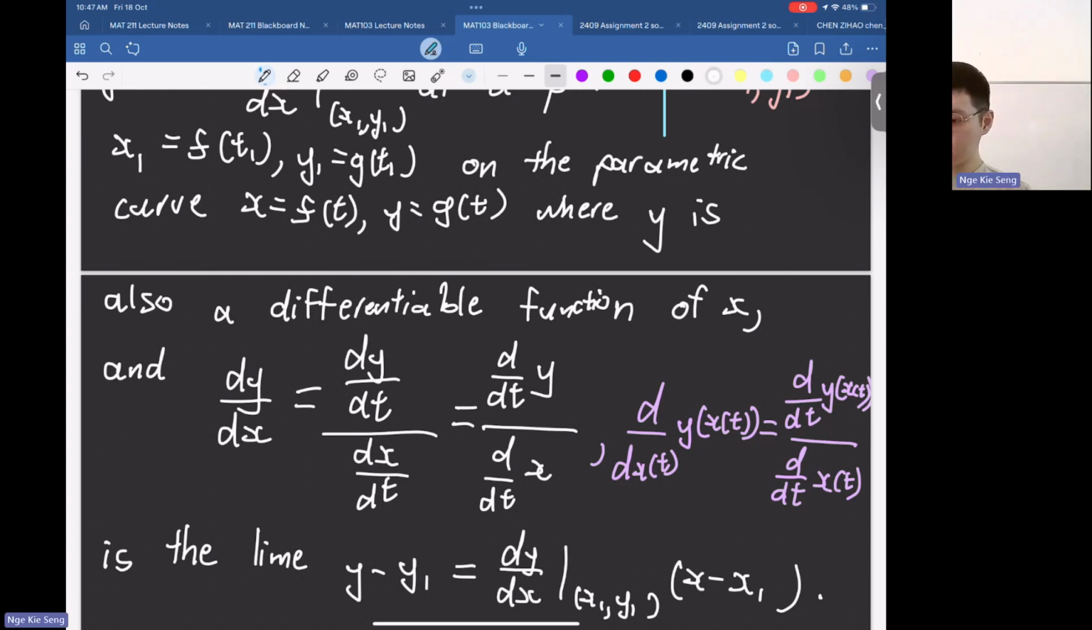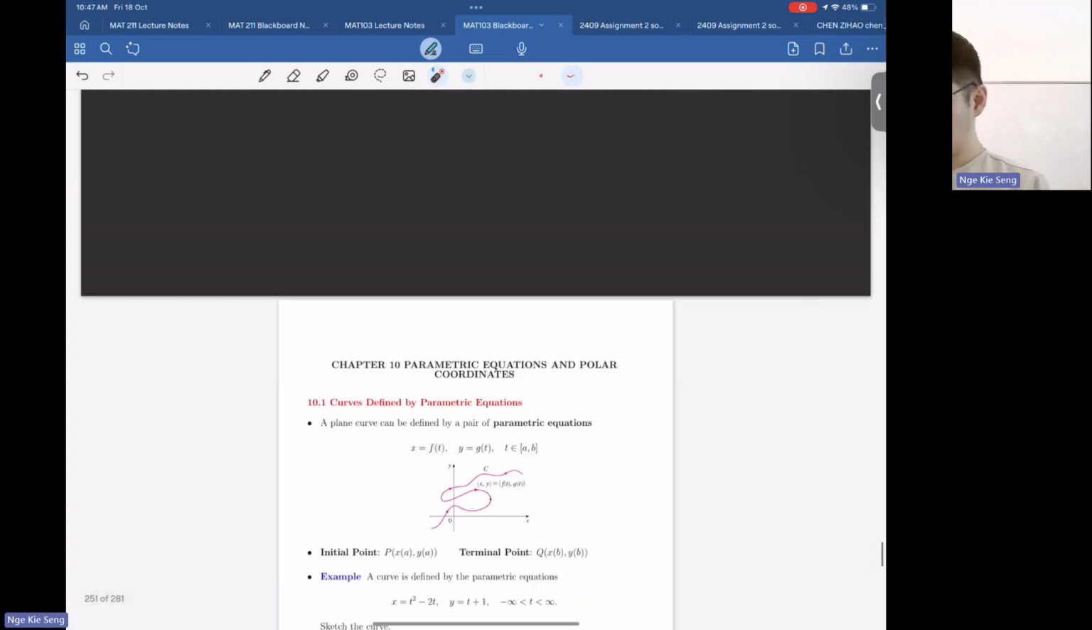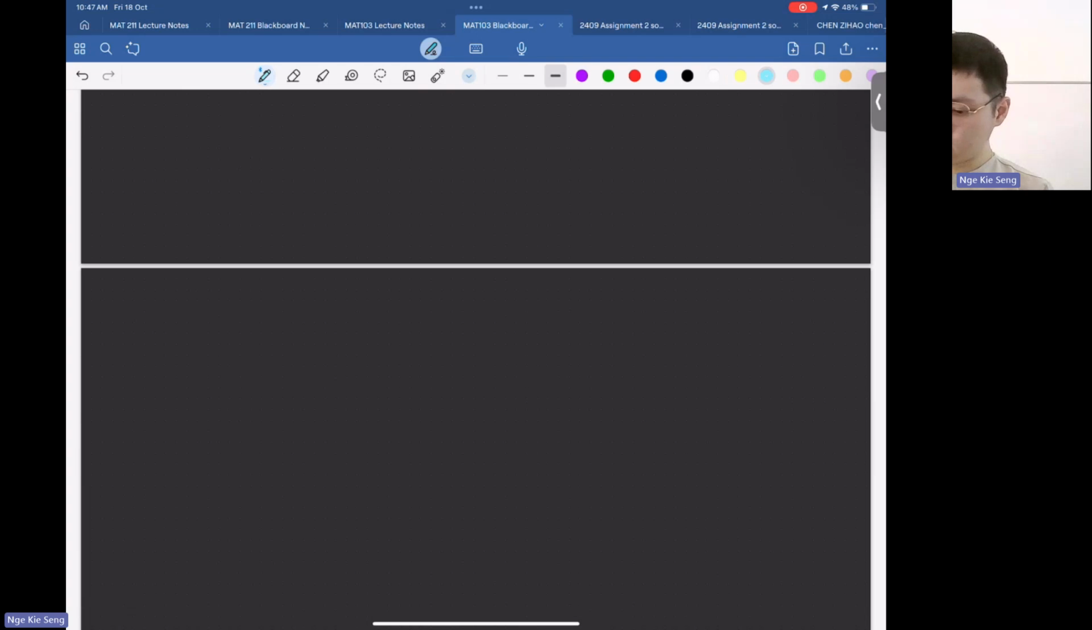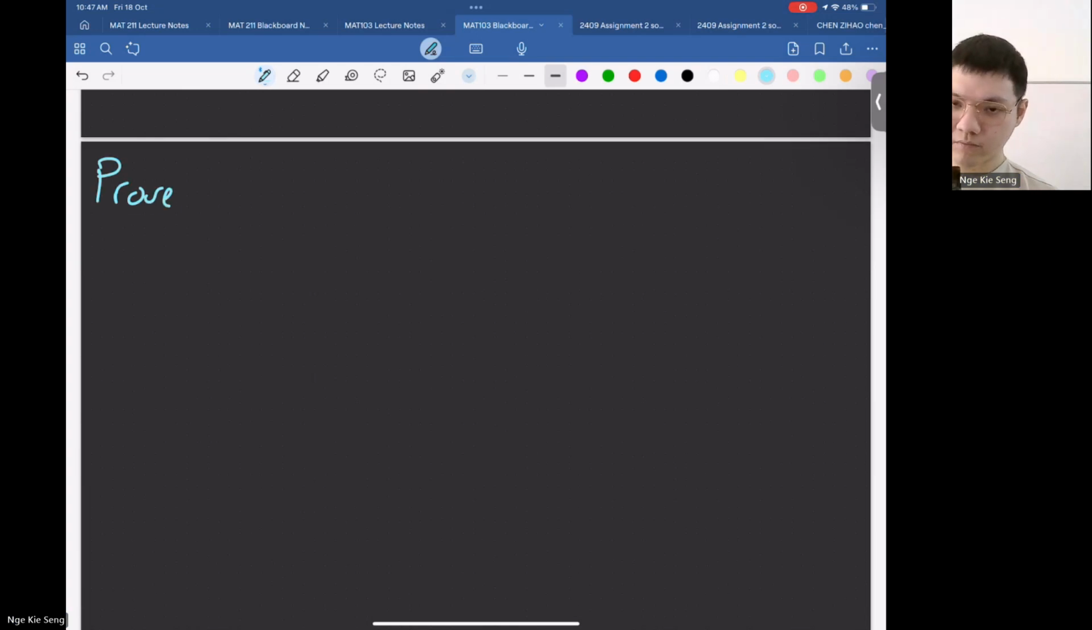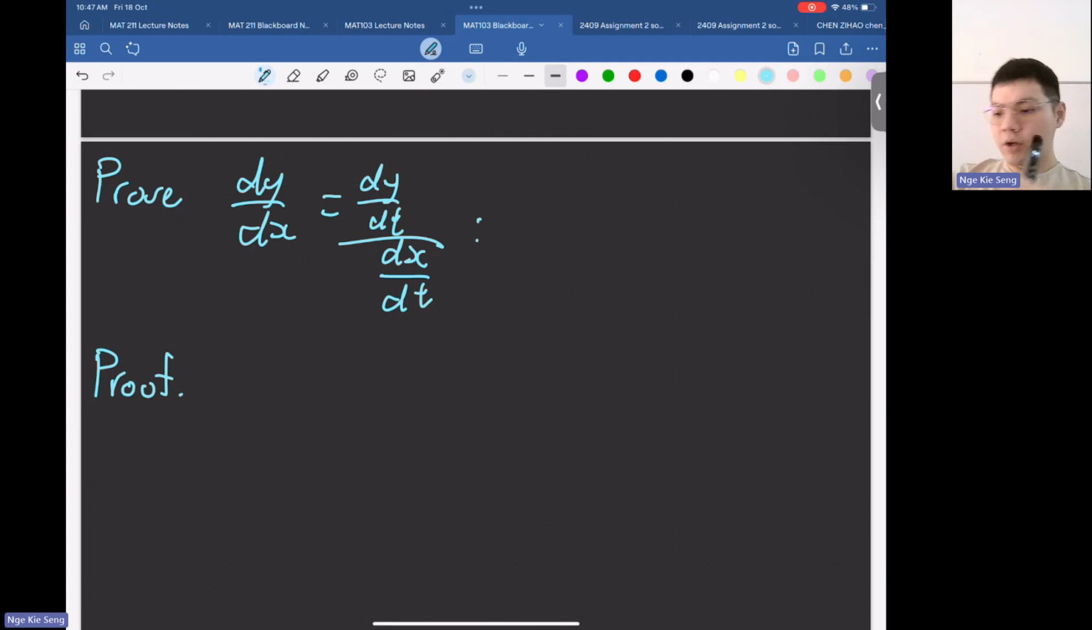So how do we prove this equality here? Let's prove this: dy over dx equals dy over dt over dx over dt. You see that this is exactly the chain rule. So how are we going to use the chain rule here?